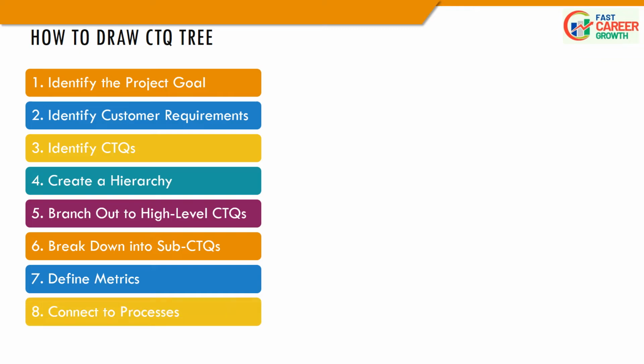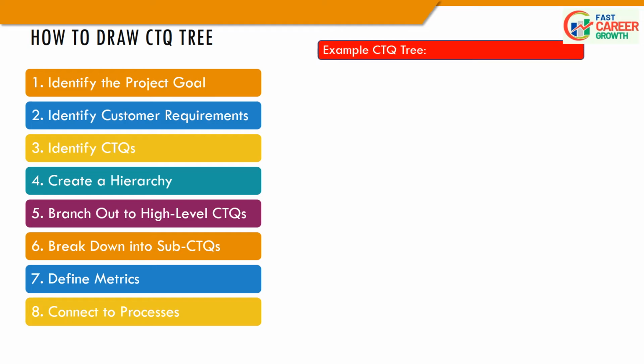Connect to processes. Connect each sub-CTQ to the specific processes or areas within the organization that contribute to achieving that CTQ. This helps in understanding where in the process improvement may be needed. Then see an example CTQ tree.